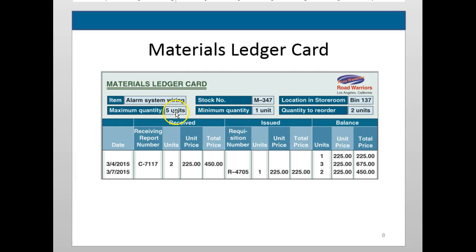It tells you the item and then the number that you brought in, or the number that is in. And you have its stock number, the minimum quantity that you want to have. So if you went below this, it would be automatically ordered. I guess they're saying this is the max that you want to have in at any one time. This is where it's located, and quantity to reorder when you reorder are 2 units.